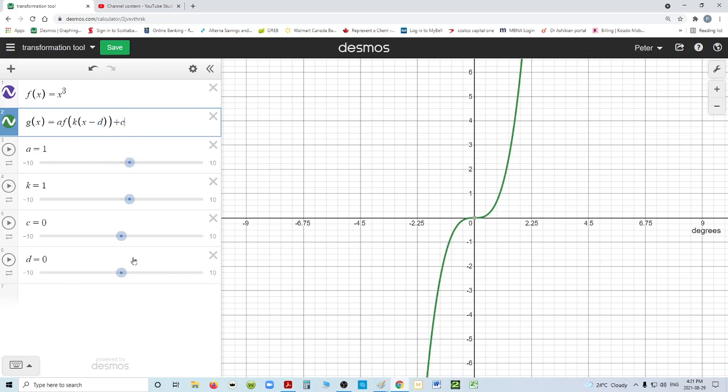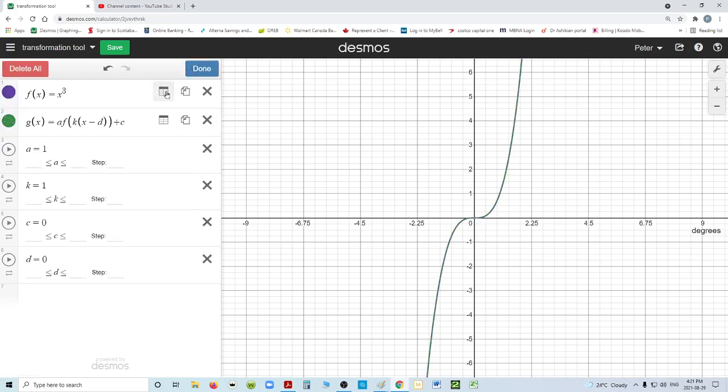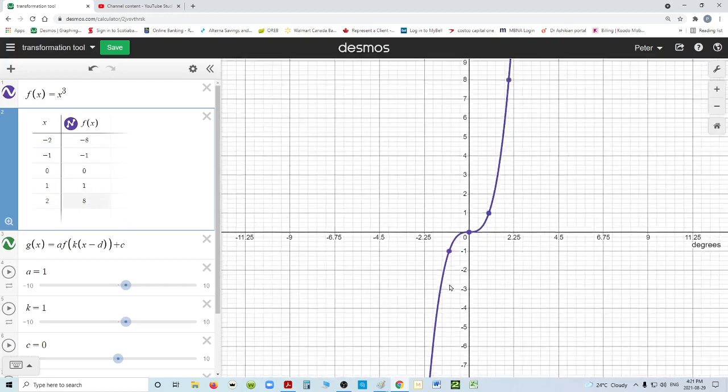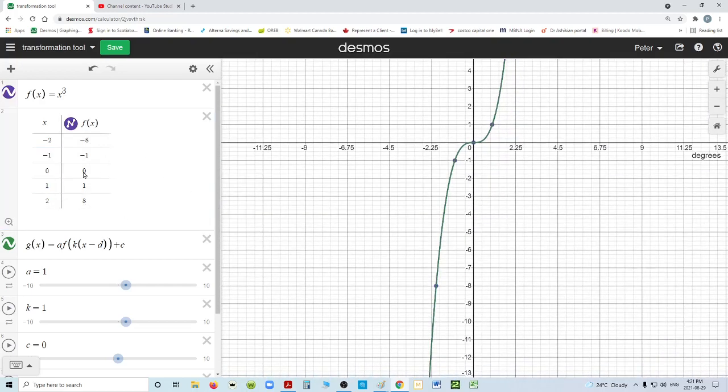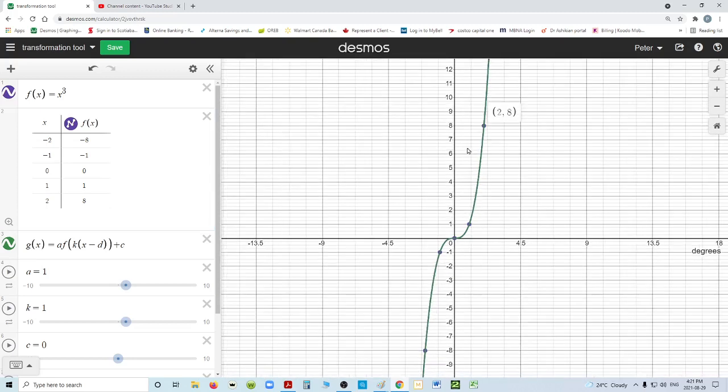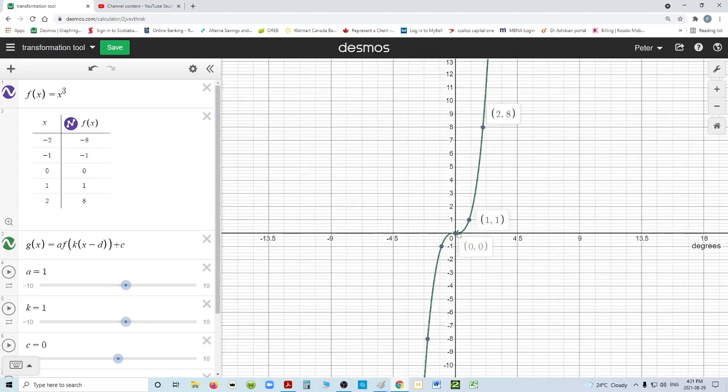And there you go. Now right now this is no transformation, so at any time you can also pull up a table of values for your x to the 3, and you should know these 5 basic values: minus 2 comma minus 8, minus 1 comma minus 1, 0 comma 0, 1 comma 1, and 2 comma 8. And those are all illustrated there. And I think sometimes if you just click on it, they'll label it for you. And unfortunately, I moved it, but it doesn't matter. You get the idea.